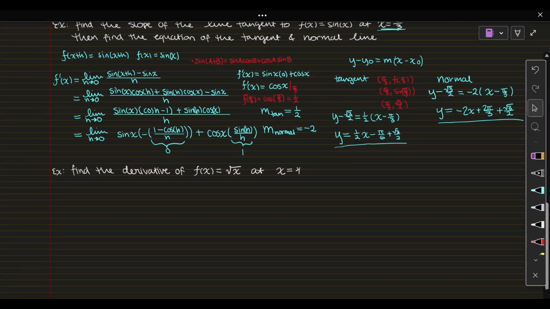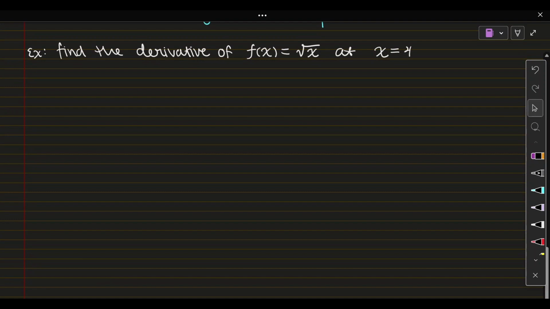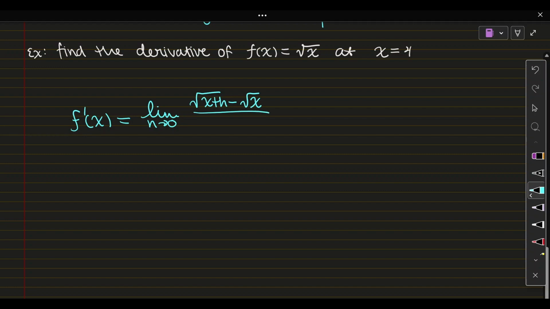I have one last example that I want to do. We want to find the derivative of the square root of x at x equals 4. So we're just going to go through this pretty quickly. So f prime of x, I challenge you to see why, is going to be the limit as h goes to 0 of the square root of x plus h minus the square root of x over h. Should be pretty clear. Now the strategy for this is to multiply it by the conjugate.